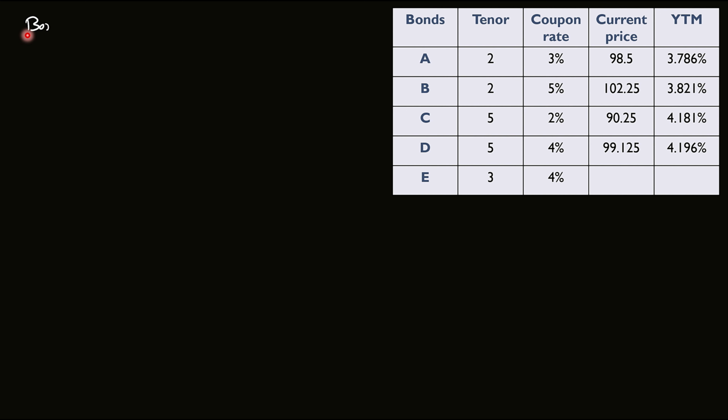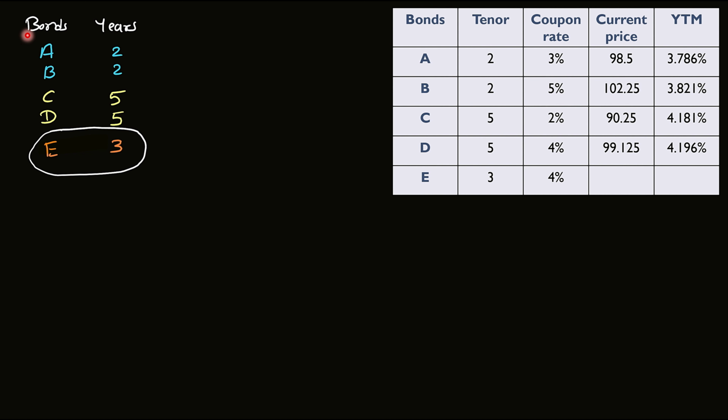All right, so let's write some summary here. Bonds and their years. Bond A has 2 years to maturity. Similarly, bond B has 2 years to maturity. Bond C has 5, and bond D has 5 years to maturity. And then we are trying to find the value for bond E.